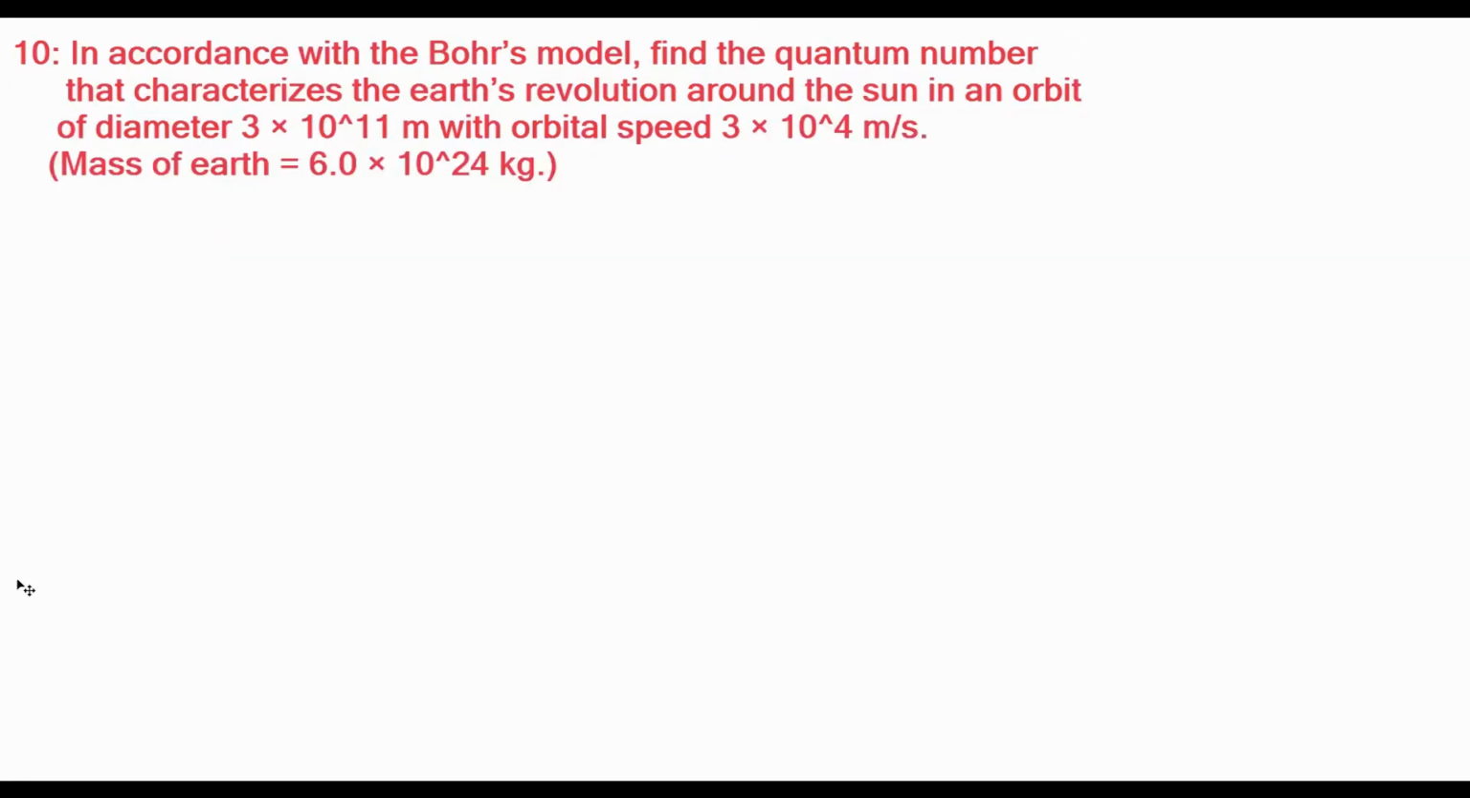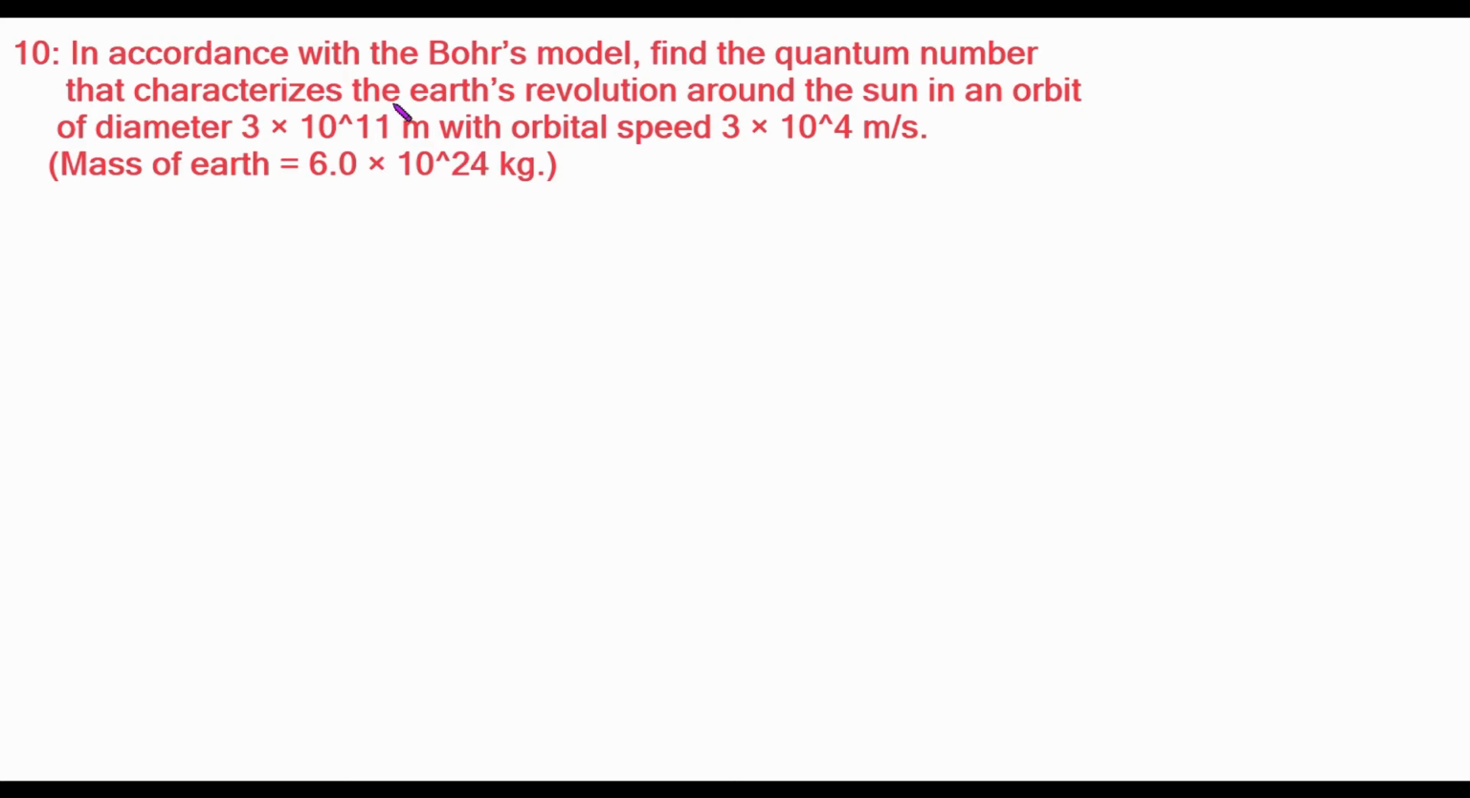Now let's discuss the 10th numerical. Here it says, in accordance with Bohr's model, find the quantum number that characterizes the Earth's revolution around the Sun in an orbit of diameter 3 into 10 to the power of 11 meter with orbital speed 3 into 10 to the power of 4 meter per second. The mass of Earth is given. It is equal to 6 into 10 to the power of 24 kg.